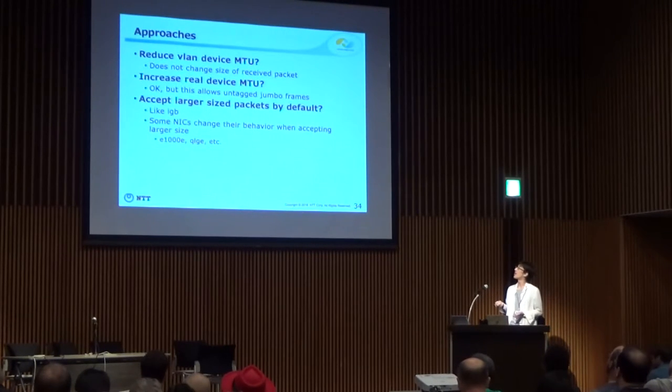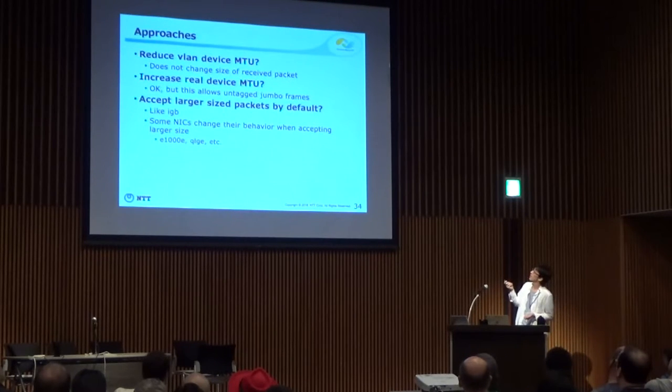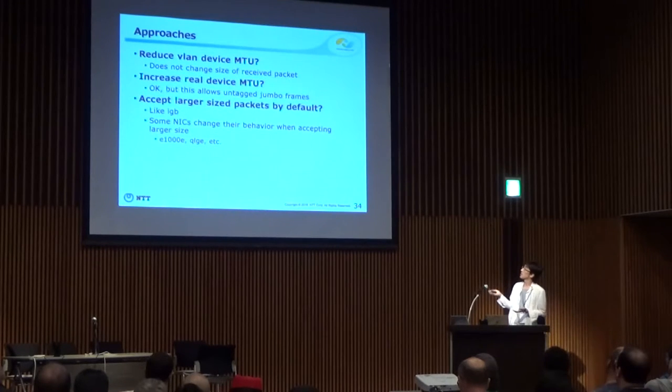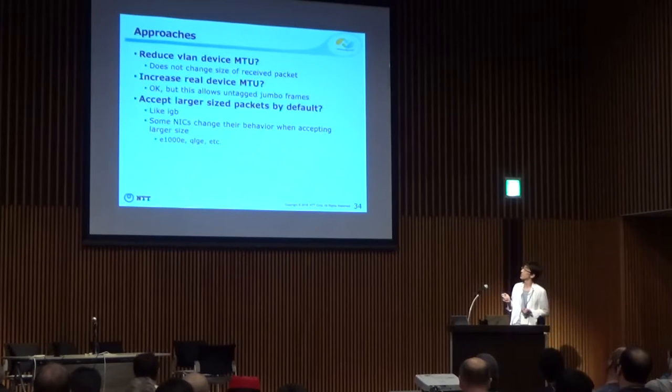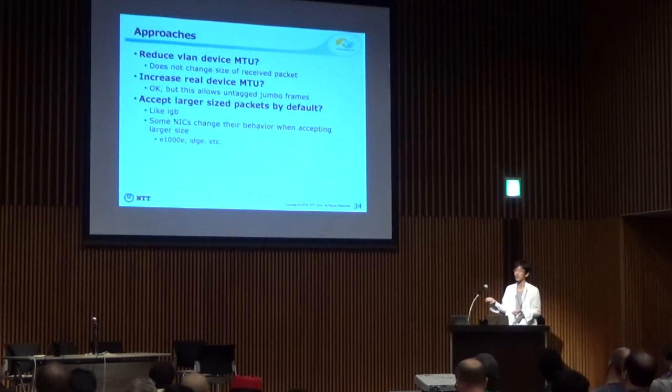So how to solve this problem? There are some possible approaches. The first one is to reduce the VLAN device MTU. But this does not change the size of the received packet, so this doesn't solve the problem. Then, increase the real device MTU. Yes, this solves the problem, but this allows untagged frames to be jumbo frames.